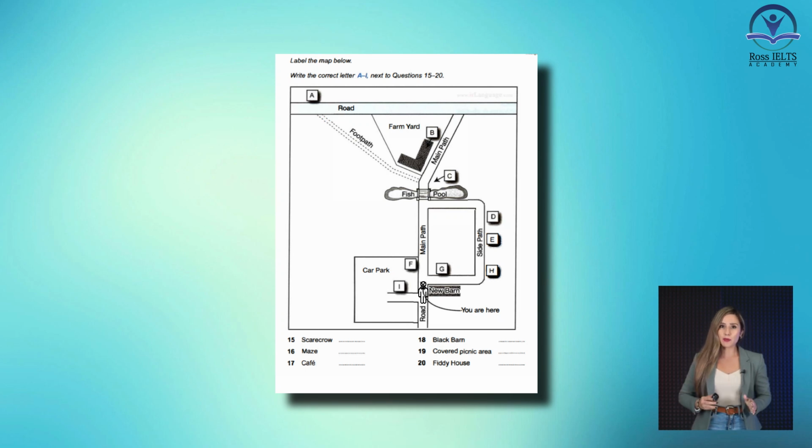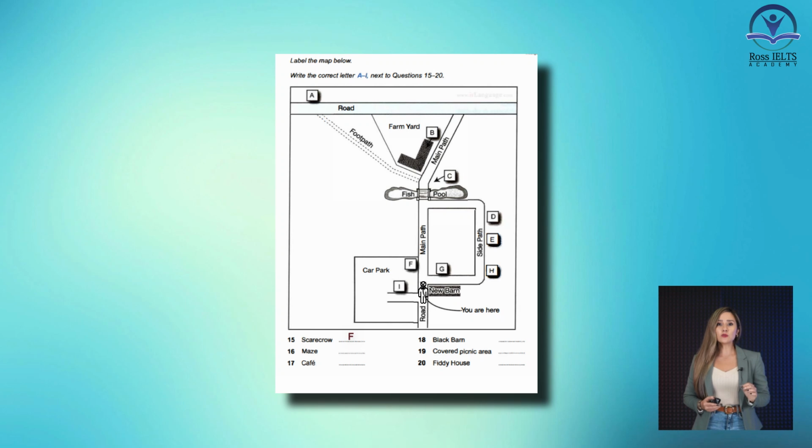Okay, so in the beginning we are told where we are, and we can also simply see it written on the map. Then we should listen for the location of number 15, which is the scarecrow. It was then mentioned that it is in the car park in the corner beside the main path. When we hear in the car park, we may guess that it could be either F or I. Then it says in the corner, and the only option in the corner is F. And then when it says beside the main path, we just make sure it is definitely F.